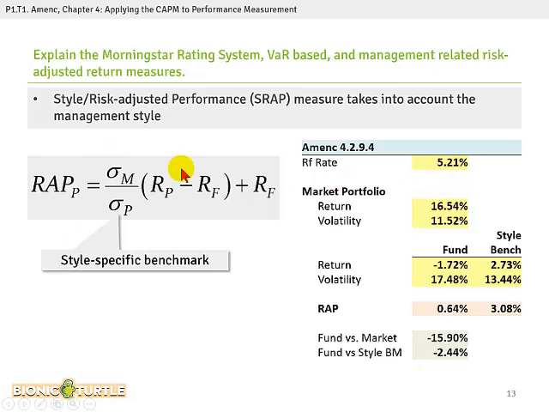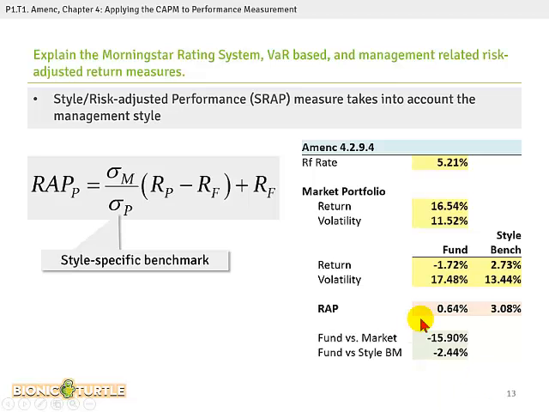Here is the calculation for, in this case, the risk-adjusted style performance measure. You can see here we have assumptions for the risk-free rate. Then the market portfolio has a return and volatility, so we're still in that mean variance framework. And then we have a fund and a style benchmark. So, for example, the fund here, we can take the volatility of the market, which is 11.52%, divide by the volatility of the portfolio, which is 17.48%. That ratio then gets multiplied by the excess return, 17.48, minus the risk-free rate. That product gets added back to the risk-free rate. In this case, we would get a 0.64.